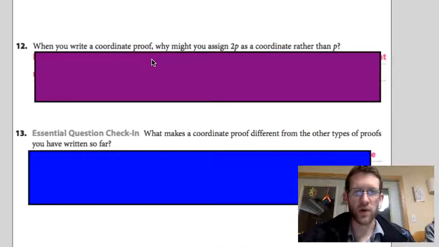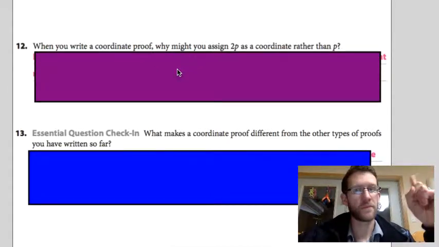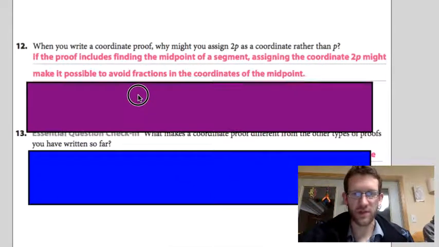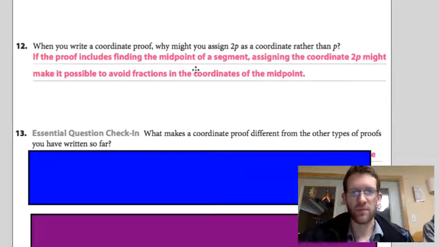All right, when you write a coordinate proof, why might you assign 2P as a coordinate rather than P? And we discussed this before. This is pretty much when you have a midpoint of somewhere, right? It's a little easier to use 2P than something else.